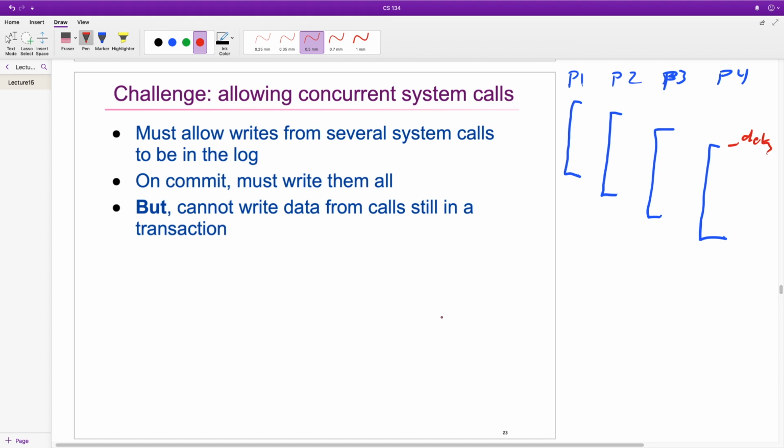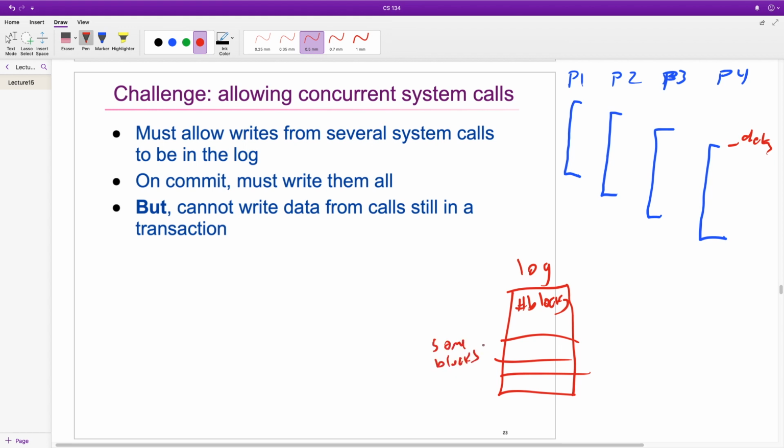So if we look at our log, it is going to have the number of blocks, and it's going to have a bunch of blocks. So some blocks are from this transaction. Some other blocks are from this transaction, and some other ones from this transaction. But we just threw them all together in the log. And how could it be shared? Is it possible we could have multiple system calls that are writing the same block?